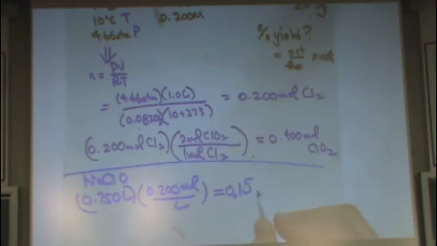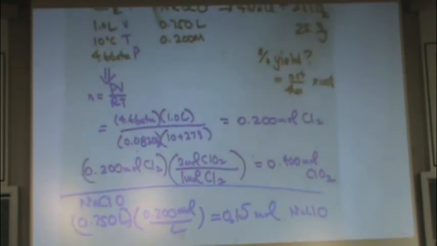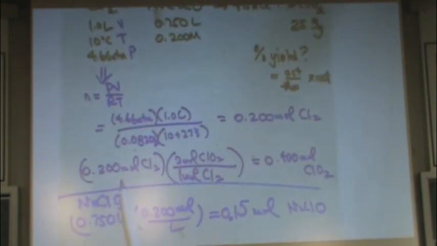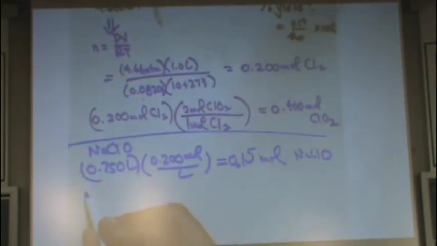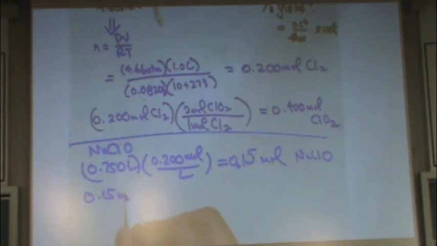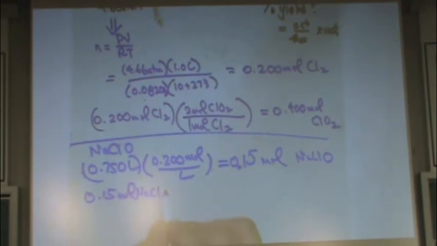Is that right? Moles. And this is of NaClO. Now I want to do the same thing. Now that I have moles, I'm going to convert to moles of the product. So again, this is moles of the reactant, 0.15 moles of NaClO.